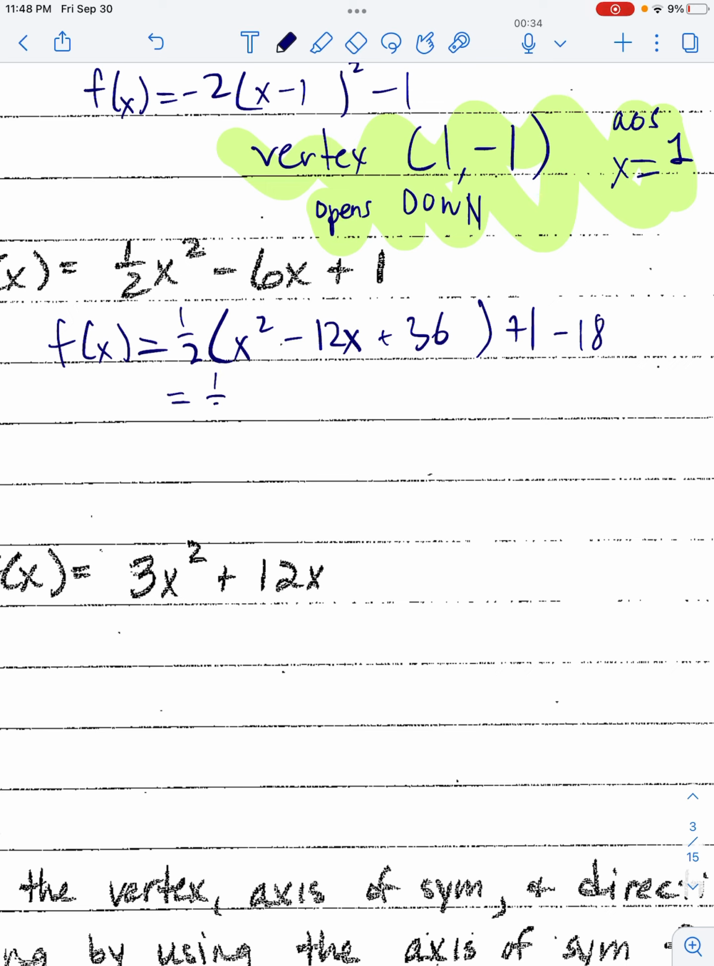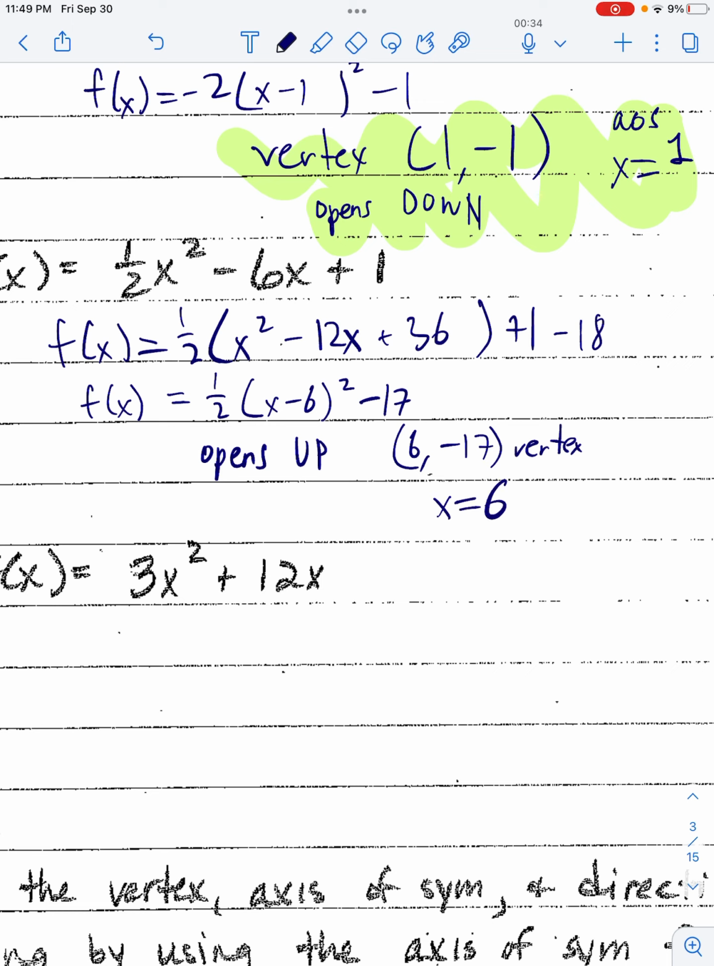Then I can write this as x minus 6 squared. And then my plus 1 minus 18 gives me minus 17. So f of x equals all that, okay? So it opens up, because that 1/2 in front of my parentheses is positive. And then the opposite of negative 6 is positive 6. And the number outside my parentheses is just negative 17, so that's the vertex. And the axis of symmetry is just the x component of my vertex, okay?